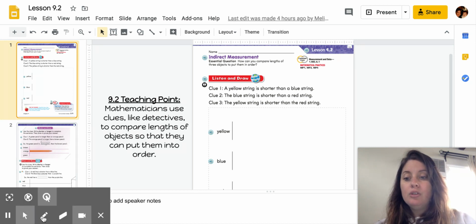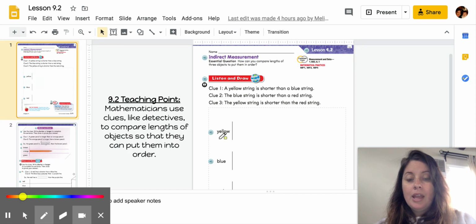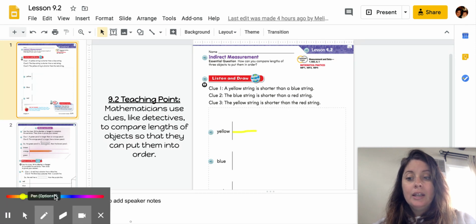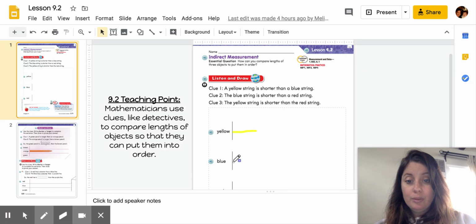So I'm going to use my pen and make a yellow string. I'm going to make it pretty short because I know that I'm also going to have to draw a blue string, and the yellow is going to have to be shorter than the blue. So I'm going to make the blue string longer than the yellow string, because the clue tells me that the yellow string is shorter than the blue string. So I did that. I followed that clue.